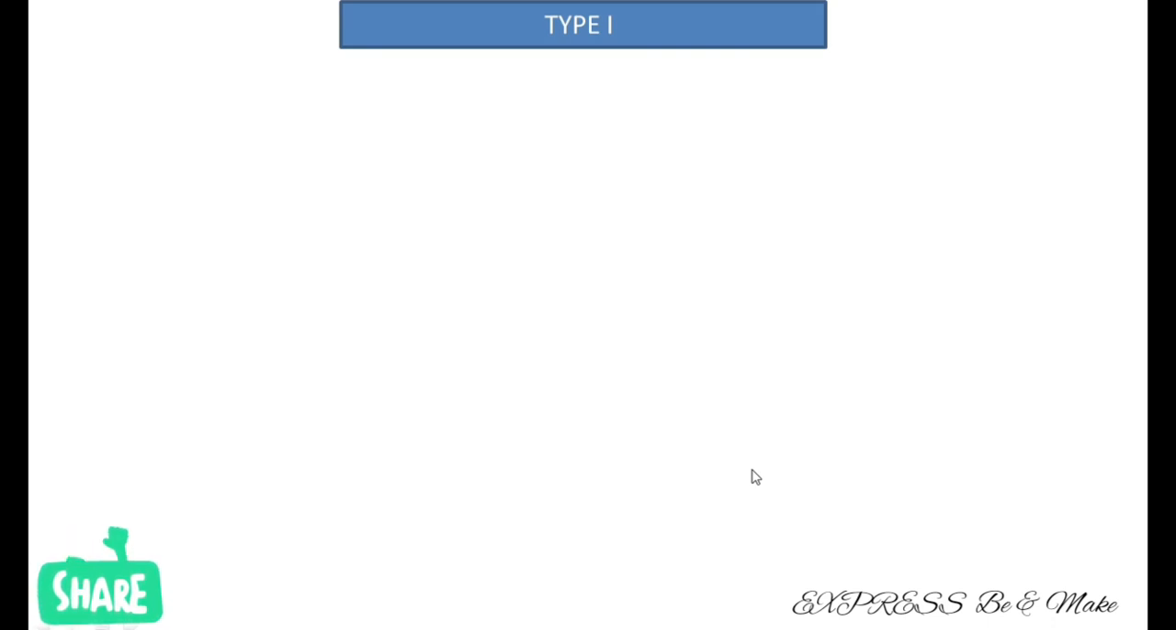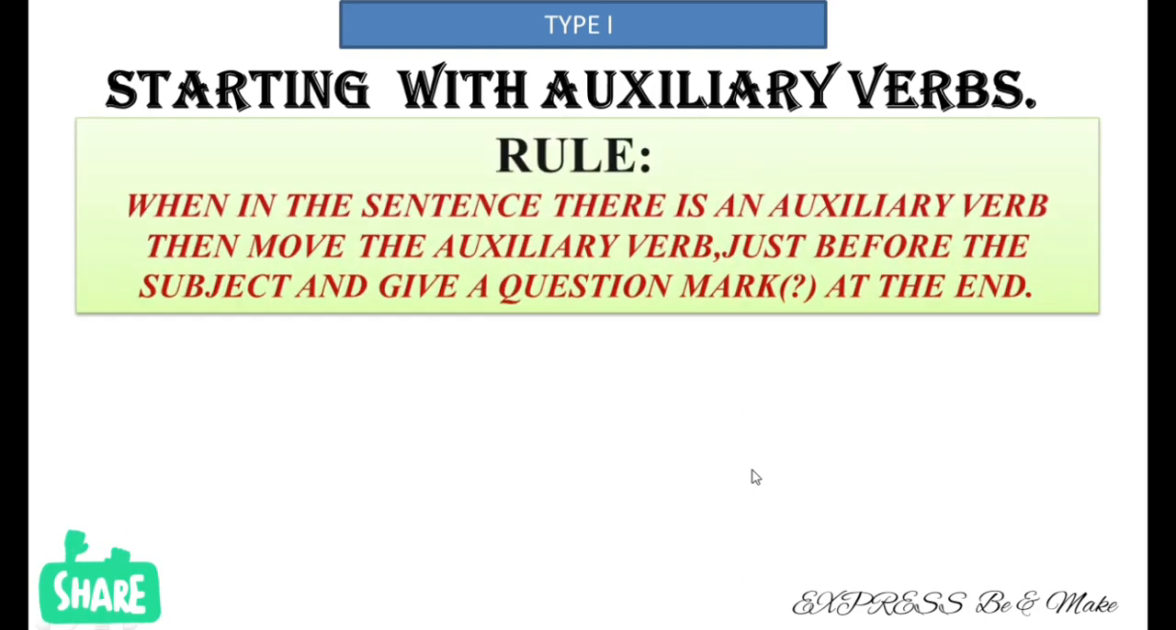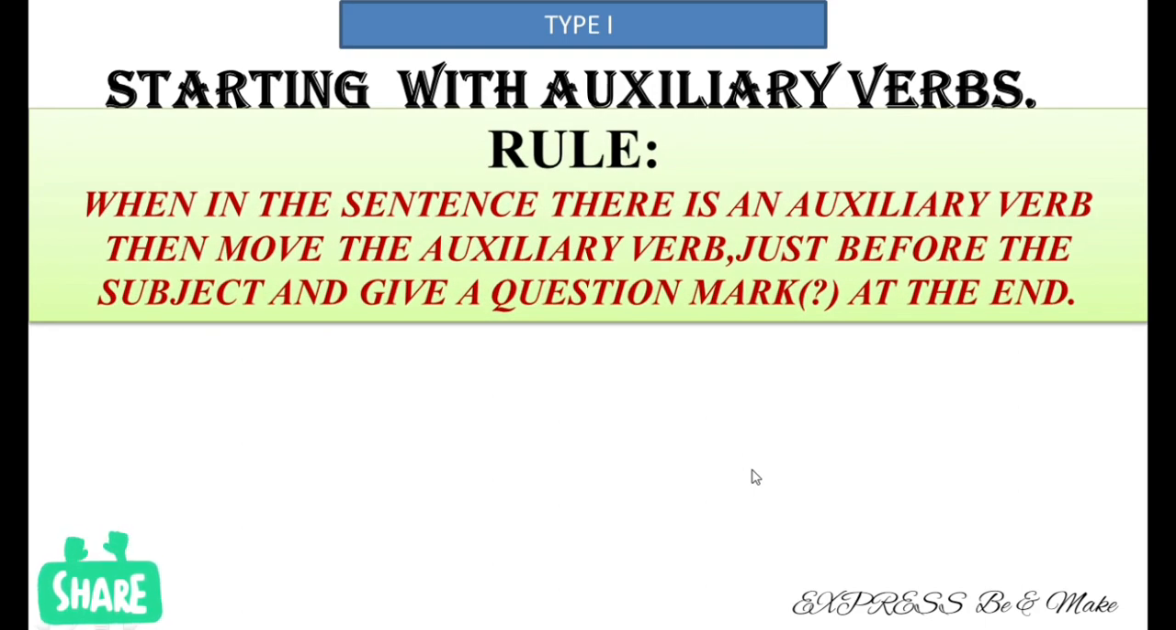From here the main class will start. The type 1 sentence comes when you start the question with the auxiliary verbs. An auxiliary verb is a verb like am, is, are, has, have, was, were, had. Whenever in a sentence you see these types of verbs, you will have to do just one thing. It is just like a game. To play the game, we need the rules of that game. Particular rules will help you overcome all of this.